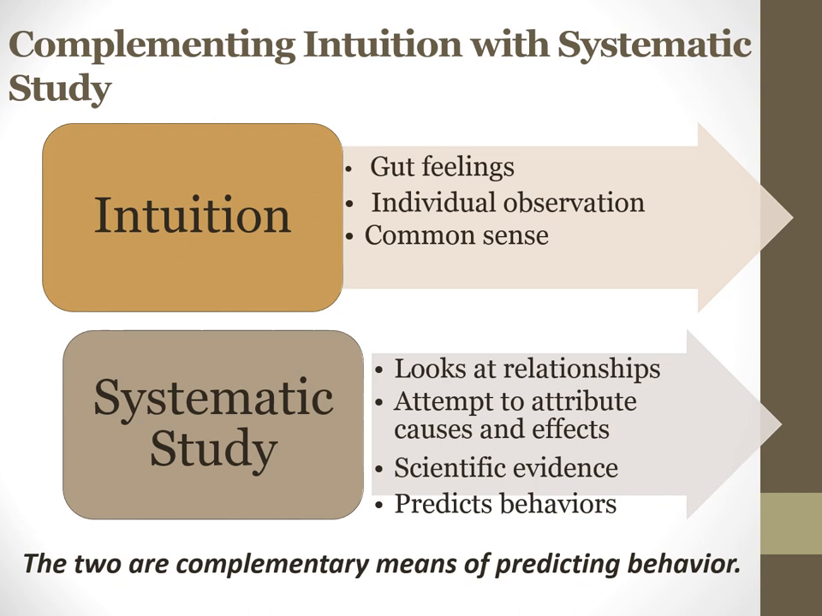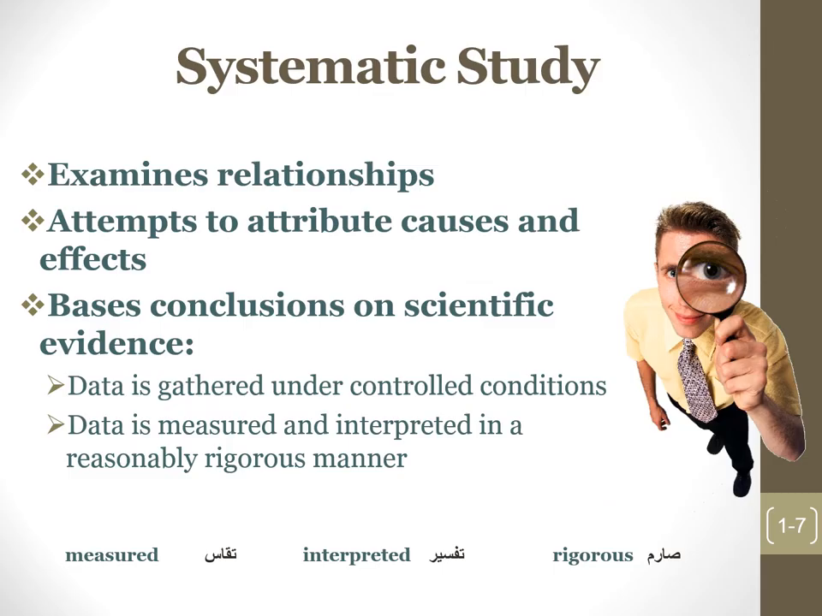They are two approaches, and the two are complementary means of predicting behavior. So what does it mean? It means that systematic study complements the intuition approach. Here we are examining relationships, attempting to attribute causes and effects, and basing conclusions on scientific evidence.